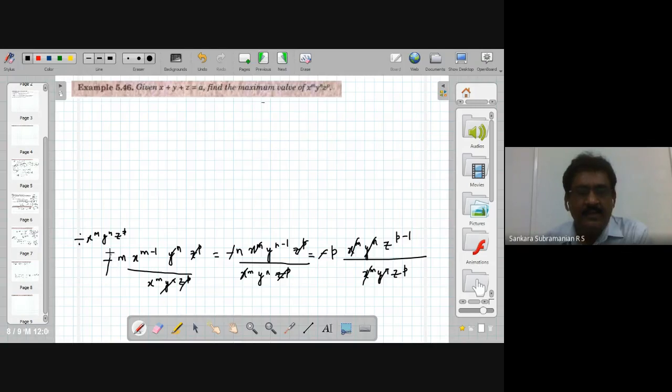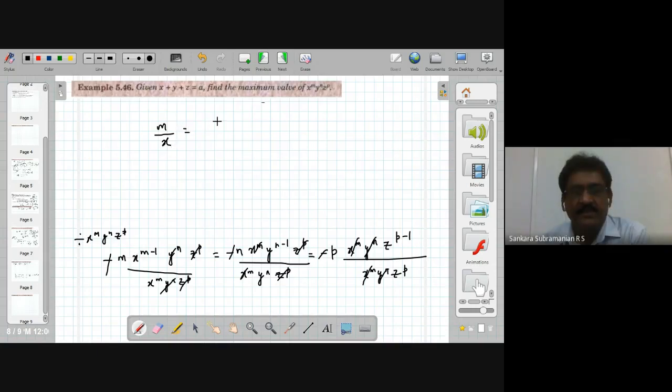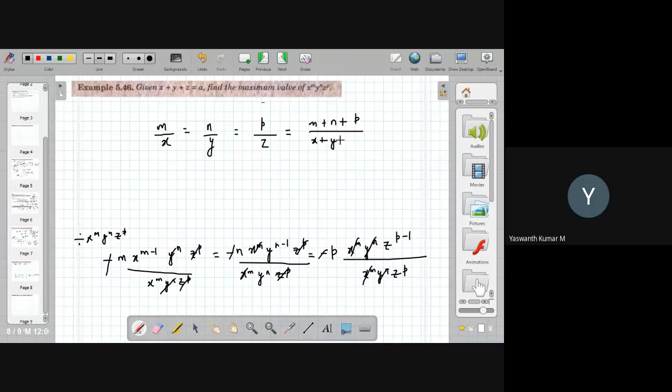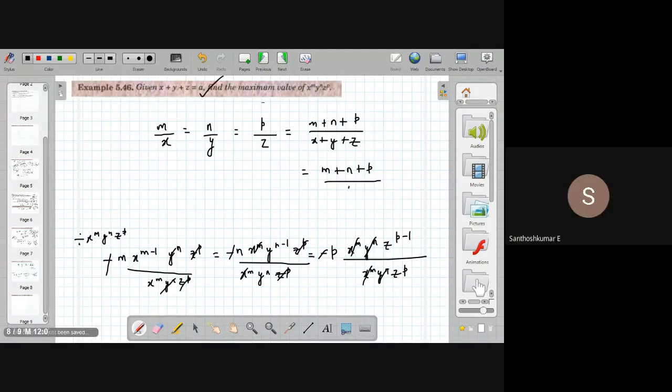So finally I arrive at a result. This is x^(m-1), this is x^m, so it must be m/x. This is n/y, this is p/z, which is equal to (m+n+p)/(x+y+z). What is x+y+z? It is given as a, the condition.